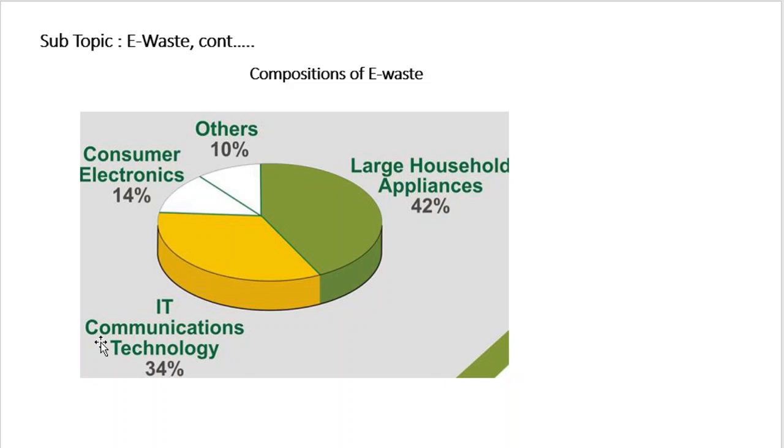Another one is consumer electronics, that is 40%. In consumer electronics, we can see shaving machines, mobile phones, gadgets like the wristwatch. So consumer electronics have a percentage of 14% and others are 10%. So here we can see the composition of e-waste.